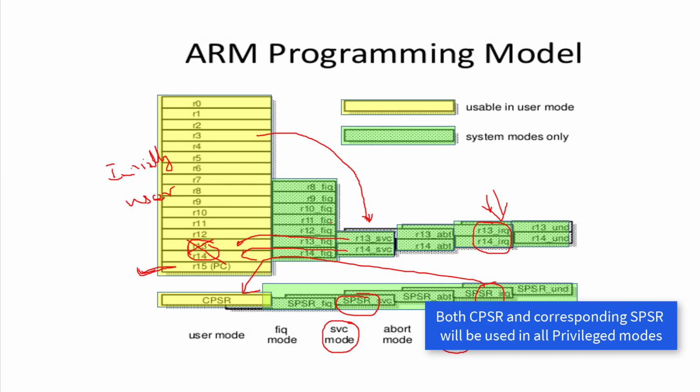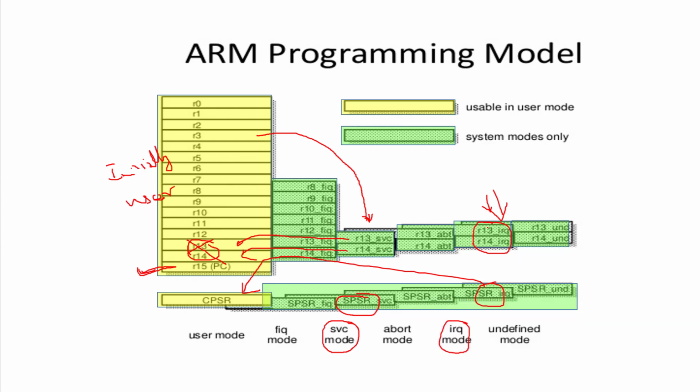What you want to understand here, when the processor changes its modes of operation, the corresponding banked register will come into play, and only the corresponding banked register will be used by the processor instead of these registers. Okay, that you should understand.